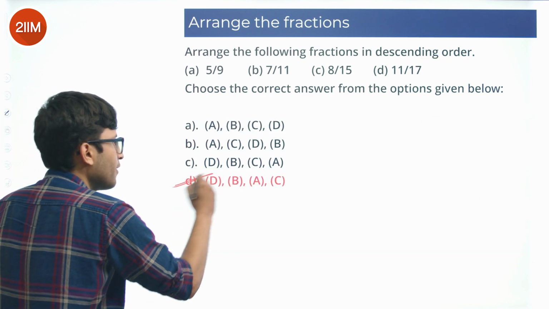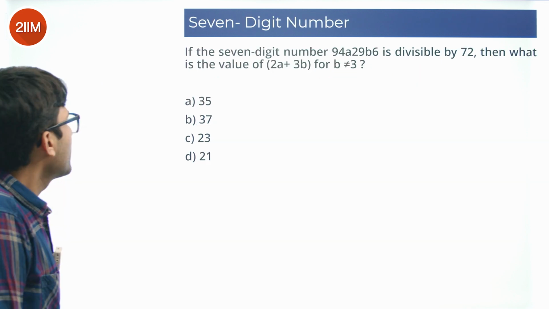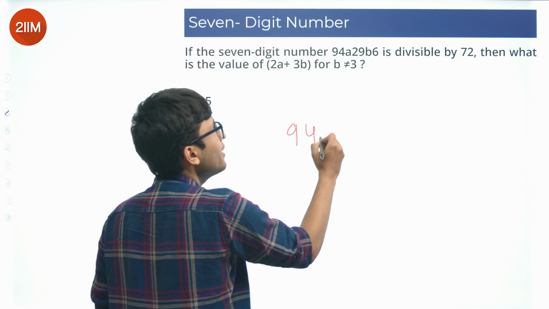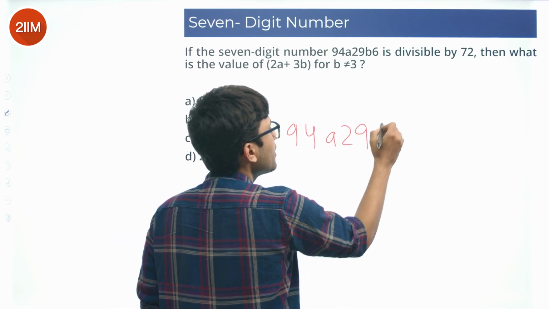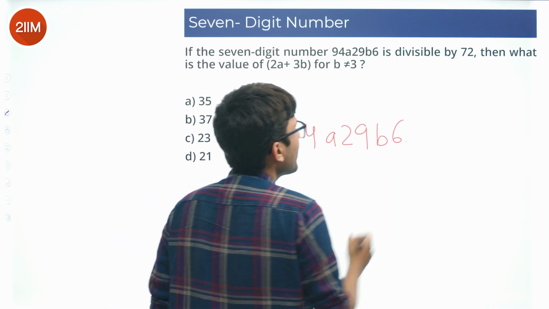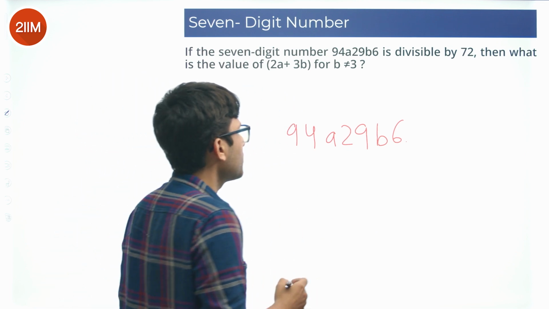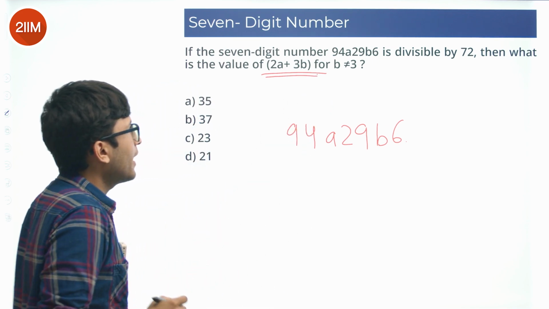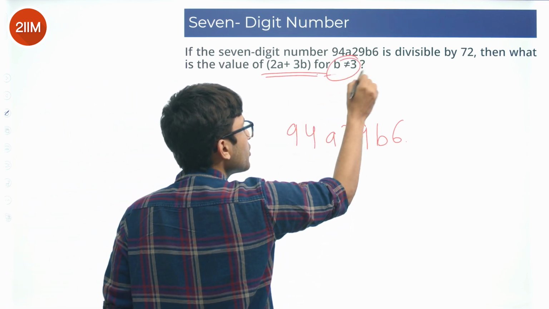Yeah, we got our option right. If the 7-digit number 94A29B6 is divisible by 72, then what is the value of 2A plus 3B? And one more condition is B is not equal to 3.